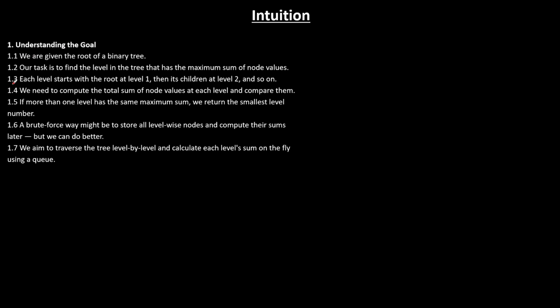To understand what the problem is asking, we should build up an intuition for the problem. Let's do it by understanding the goal. So we are given the root of a binary tree, fine. And our task is to find the level in the tree that has the maximum sum of node values. Each level starts with the root as level 1, then its children at level 2, and so on. So we need to compute the total sum of the node values at each level and compare them.